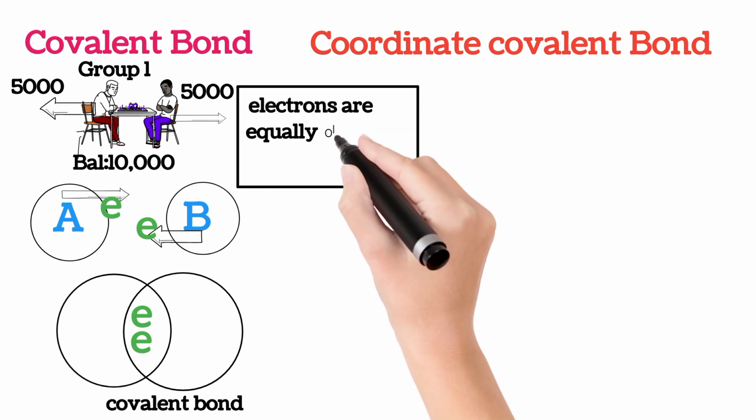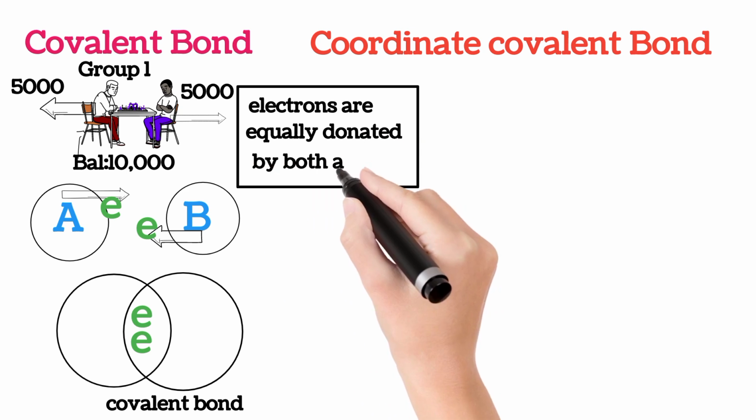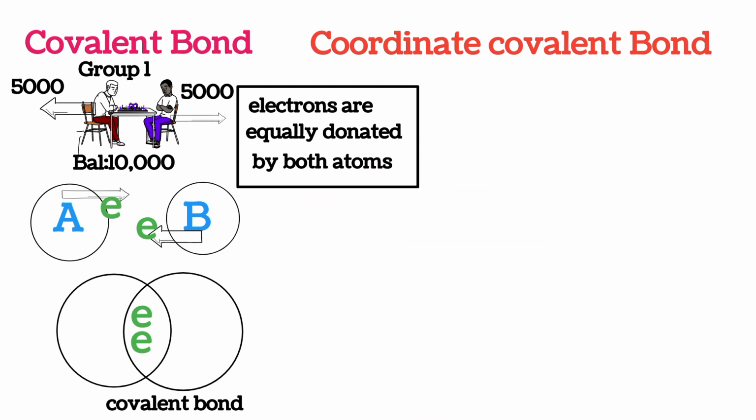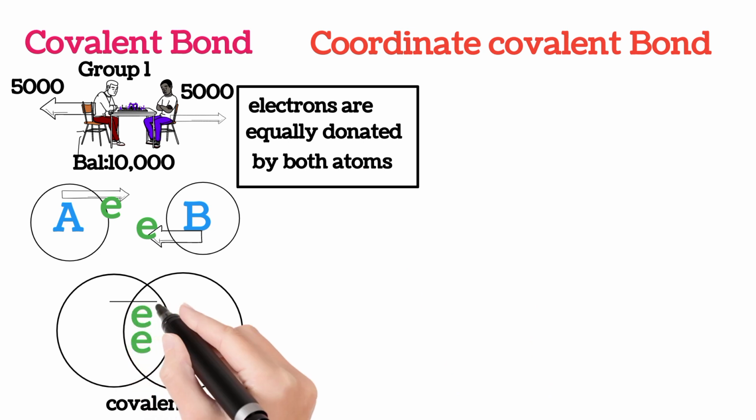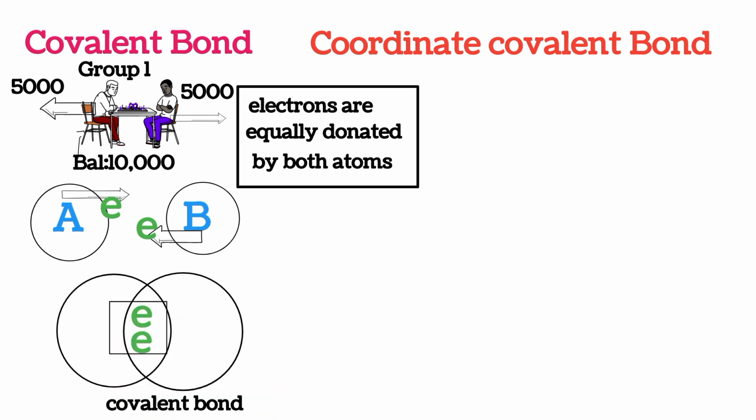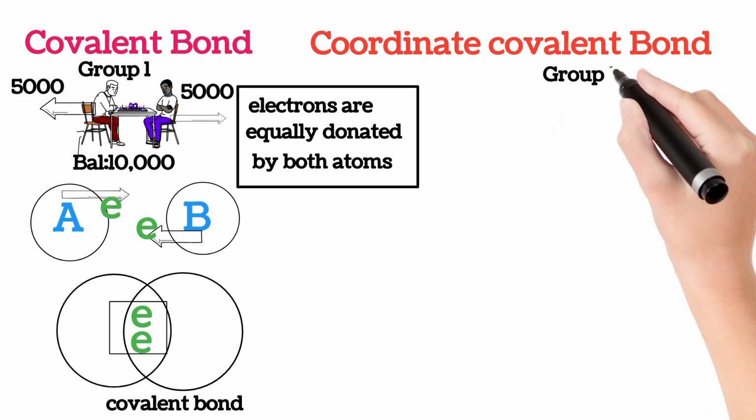So in covalent bonds, summarily, electrons are equally donated by both atoms. I repeat, in covalent bonds, electrons are equally donated by both atoms. Note that the shared electrons belong to both atoms.